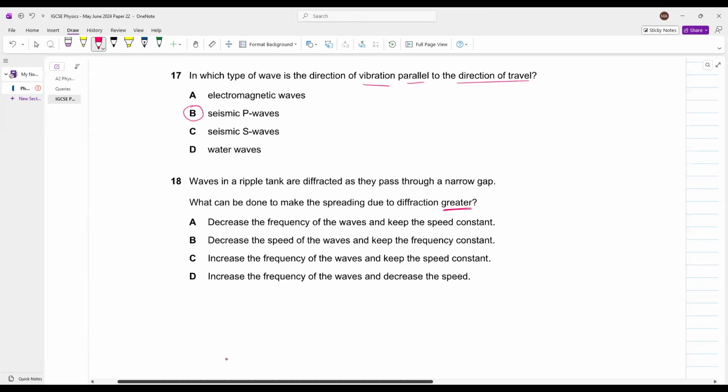Decrease the frequency. If you decrease the frequency, what will happen? Wavelength increases. If the wavelength increases, what will happen? Diffraction increases. The answer to 18 is A. In the first try, we got the correct answer.